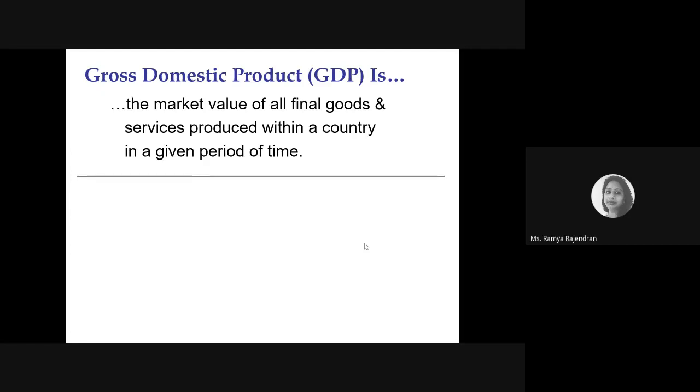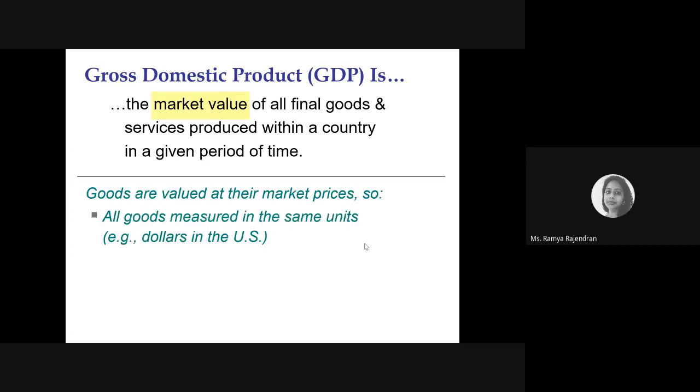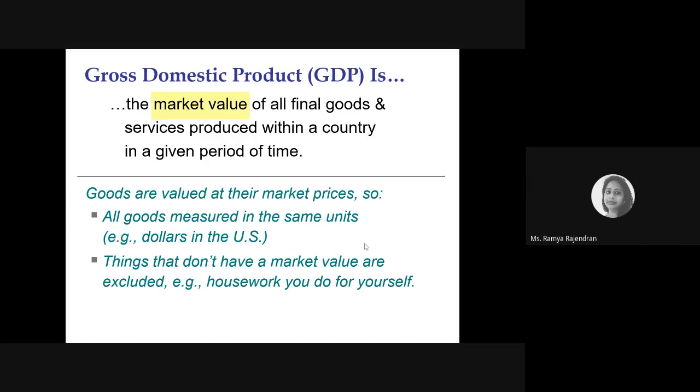Okay, so the definition of GDP here is the market value of final goods and services produced within a country in a given period of time. Here you have to carefully understand the keywords of this definition. First, it says market value. Market values are the values where all these goods and services are priced in the same unit.